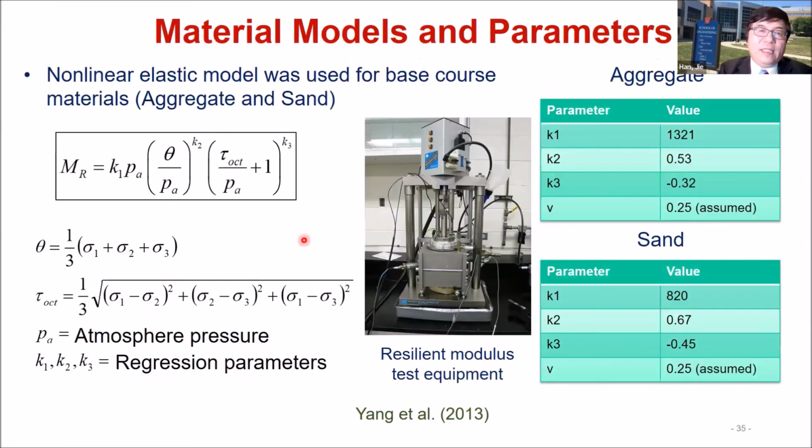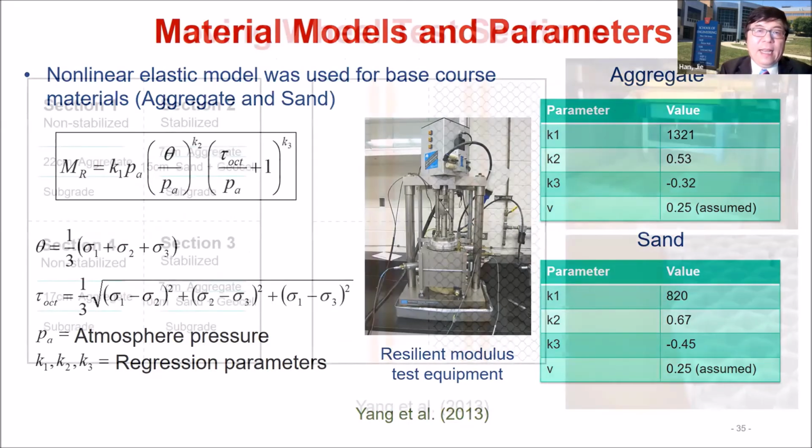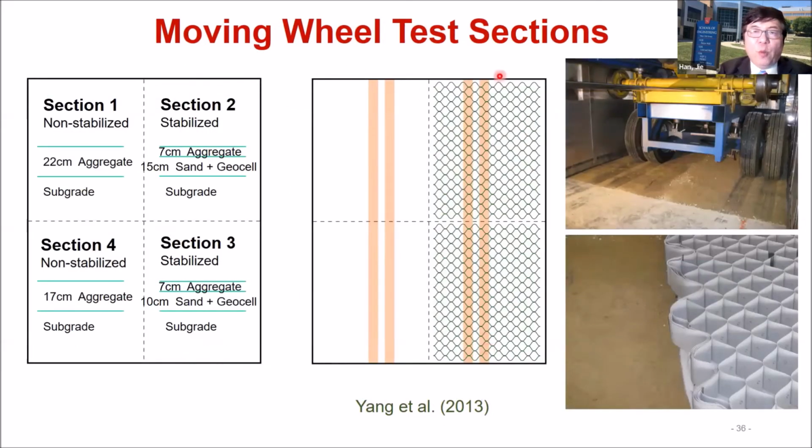But in this model, we use the residual modulus test to determine those constants. And then we use the test section, moving wheel test. We have 4 sections: 2 non-stabilized without geosynthetic, and 2 sections with geocell with different thickness. Here we just show the test equipment.